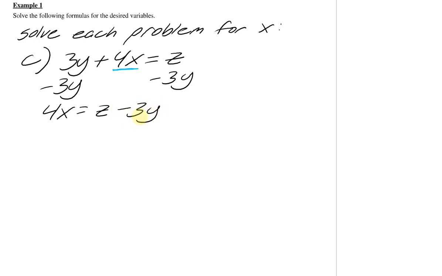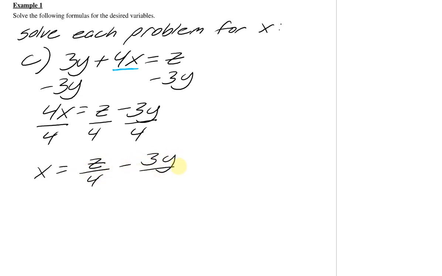Next step now to finish getting x by itself, well notice this is 4 times x, so how do I get x by itself? I need to divide out the 4. So I want to divide now each part of this problem by 4, and I'll get x equals z over 4 minus 3y over 4. Or an equivalent way that you can write that answer would be 1 over 4 times z minus 3 over 4 times y. It doesn't matter which way you want to write that. Okay, so let's have you try another one.